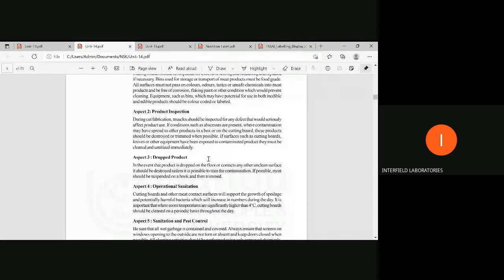During cut fabrication, muscles should be inspected for any defect that would seriously affect product use. If surfaces such as cutting boards, knives or other equipment have been exposed to contaminated product, they must be cleaned and sanitized immediately. In the event that product is dropped on the floor or contacts any other unclean surface, it should not be used again. It should be destroyed.